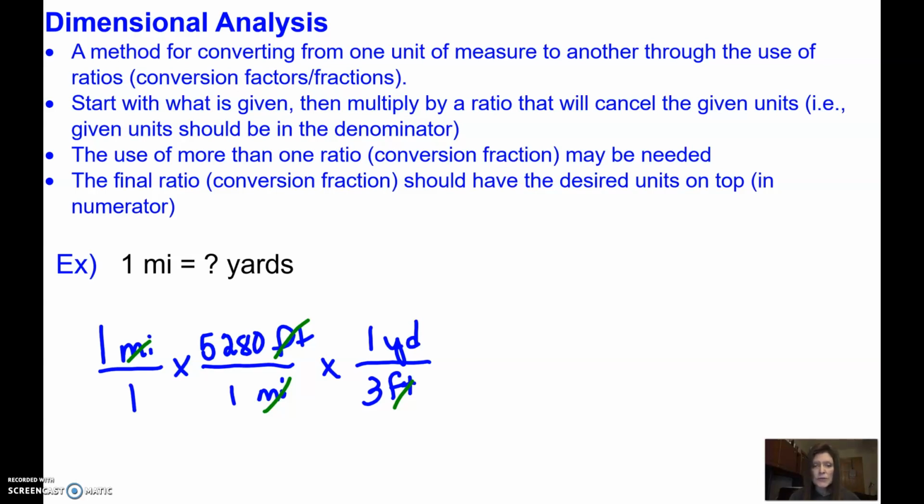I'll get 5,280, multiply across the bottom, get 3. So I'm going to grab my little calculator here and do 5,280 divided by 3. And I get 1760. So my final answer here would be 1760, and the units is yards because that's the only label that's left. Now we're going to try a few more here.